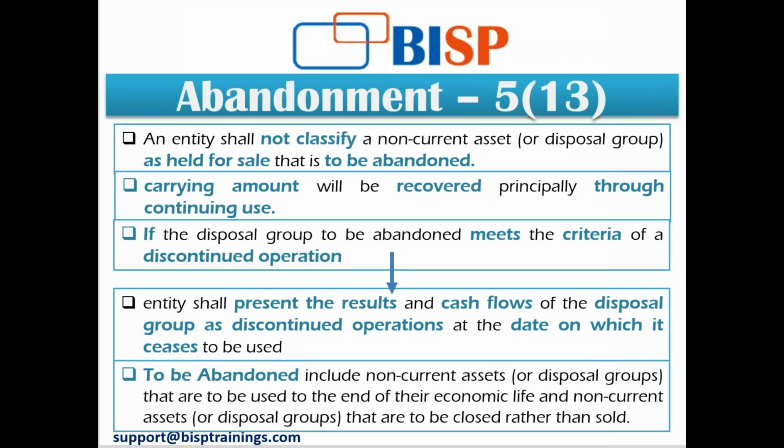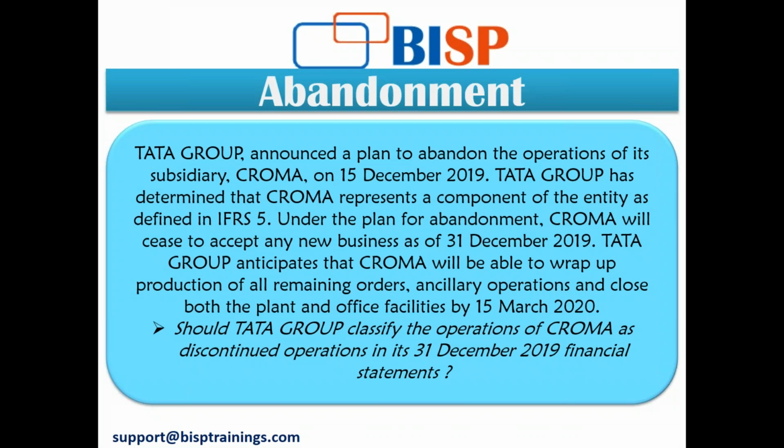I'll just go through this case study again for you to understand specifically. Tata Group had a subsidiary, Chroma, and it is planning to abandon the operation on 15th of December 2019. But it is just going to cease the acceptance of new orders on 31st of December 2019, but it shall be operational by 15th of March 2020. The reason being to wrap up the operations, to wrap up any ancillary activities, to close and complete all the orders and everything. So it will be operational until 15th of March 2020.